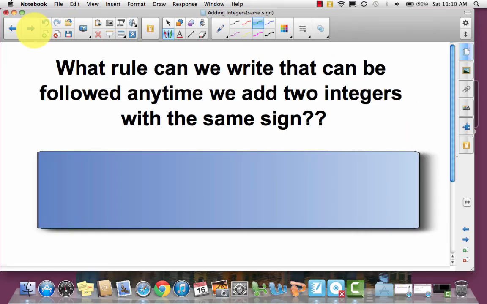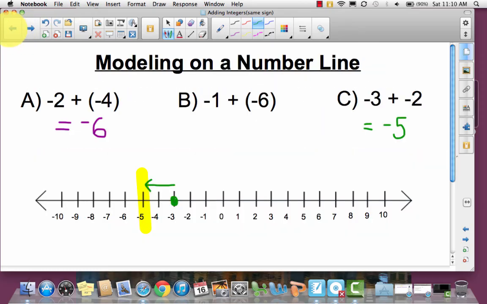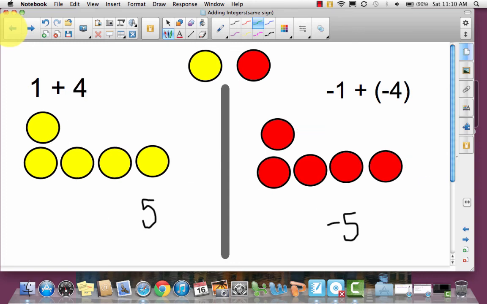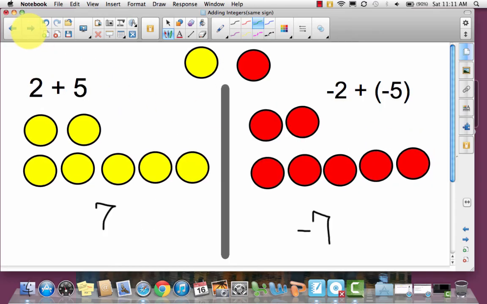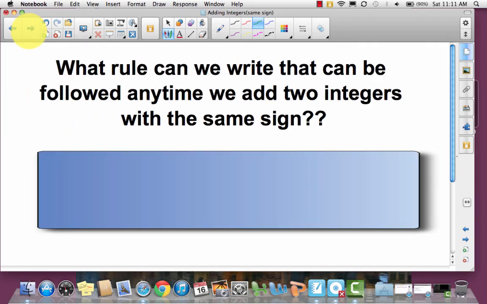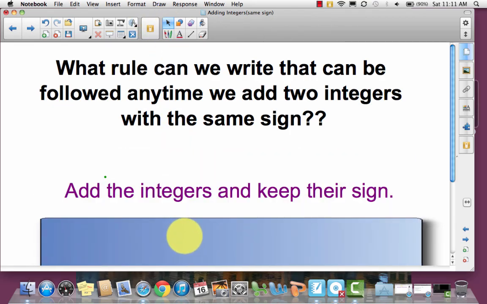So we're going to come back to the question we started off with. What rule can we write that can be followed anytime we add 2 integers with the same sign? And if I look back at all of my examples, when I started off with both positive numbers, I ended with a positive number. When I started off with both negative numbers, I ended up with a negative number. And you'll see through every single example that is true. So that is going to be our rule. Our rule will say: add the integers and keep their sign.